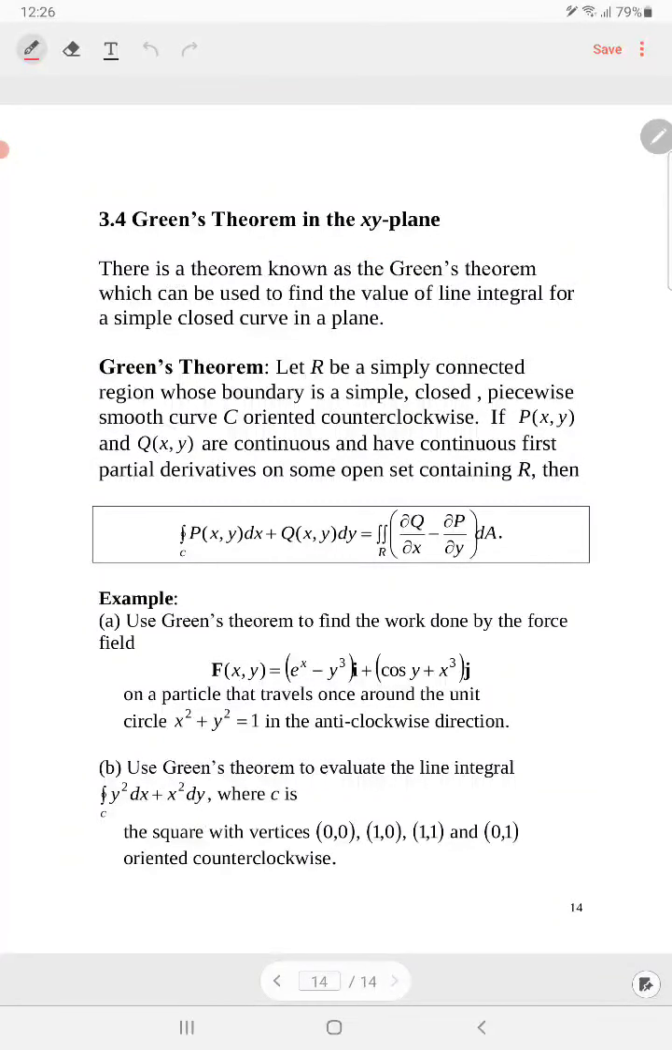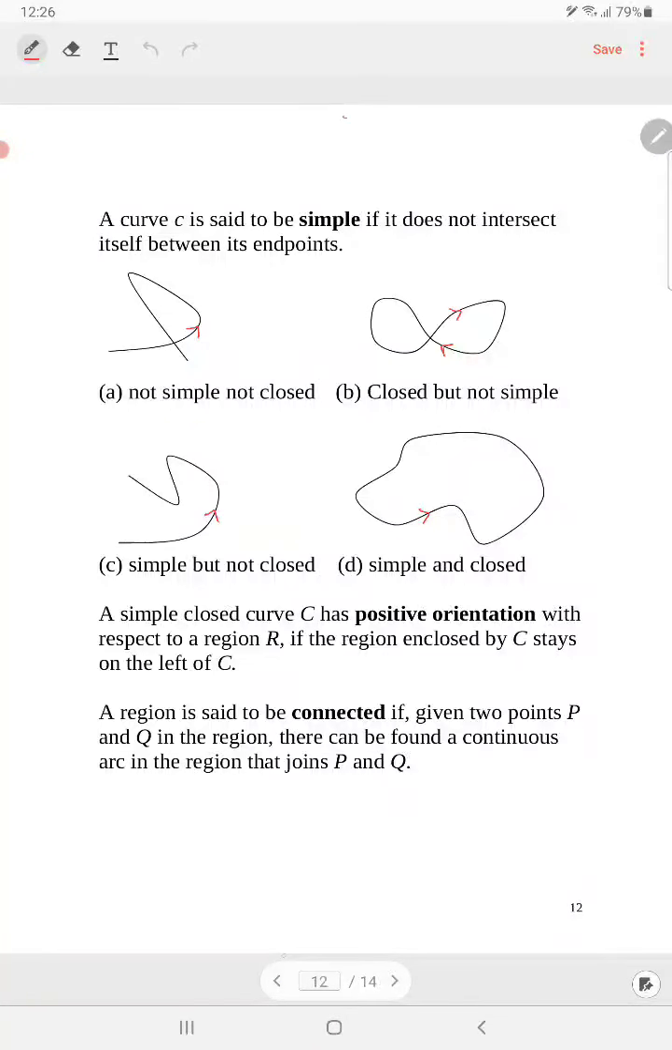But before we go to Green's theorem, let's look at some of the terms that we need to know. The first term is closed curve. We know about closed curve. A closed curve is a curve where you start and stop at the same point. Another term that you need to know is simple curve. A curve C is said to be simple if it does not intersect itself between its endpoints.